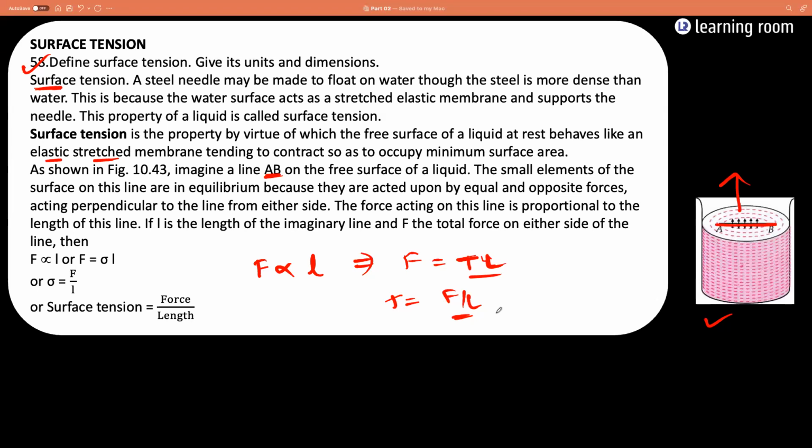So have this point in your mind. Surface tension does not have the dimensional formula of force; rather, it has the dimensional formula of force per unit length, that is Newton per meter. I repeat, on the surface, the force will always act perpendicular to the object that you drop.